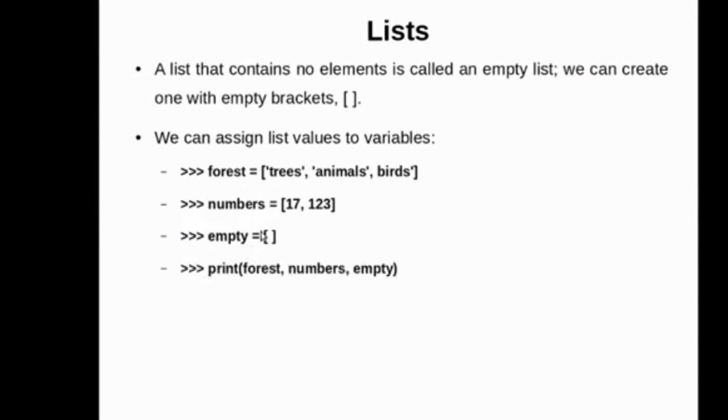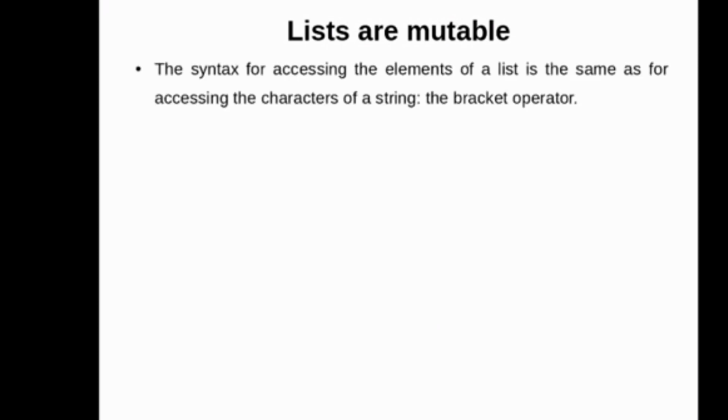If we want to print any of these lists, just use the name of the list, which is going to print all the elements or items of the list. Something like this. The forest contains trees, animals, birds, later numbers. Say there is a list of 17 and 123, and empty doesn't have any elements, because of that just empty list has been printed. Unlike strings in Python, lists are mutable because strings are immutable in nature, whereas lists are mutable. Nothing but we can change the content of a list.